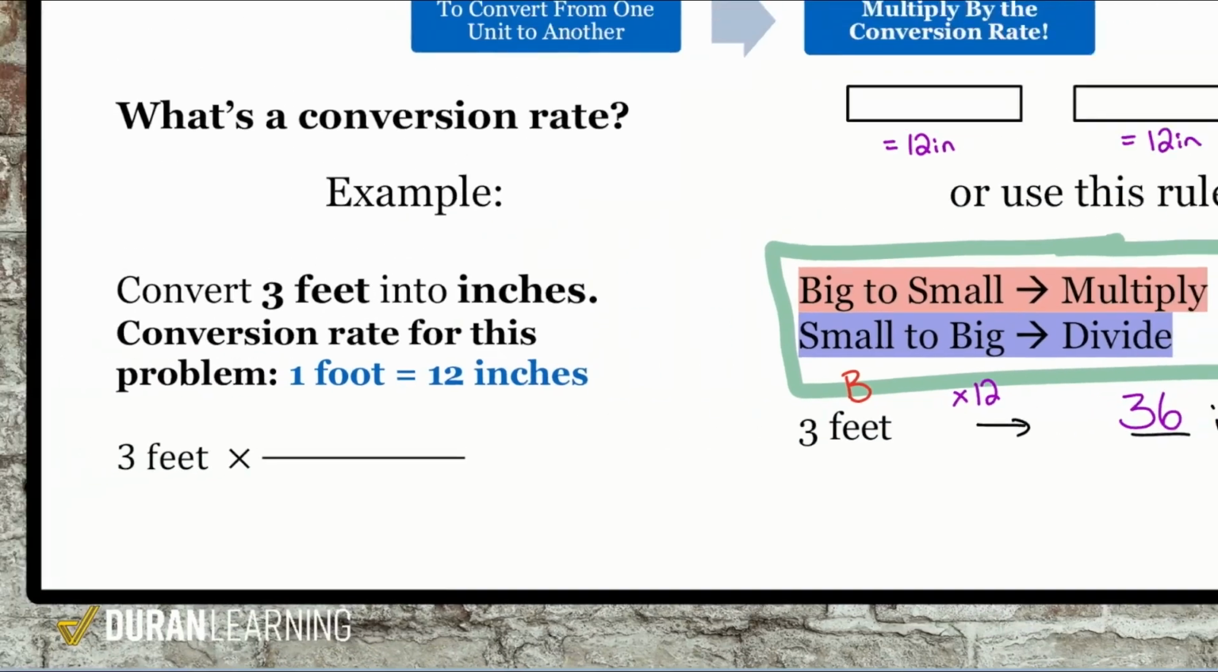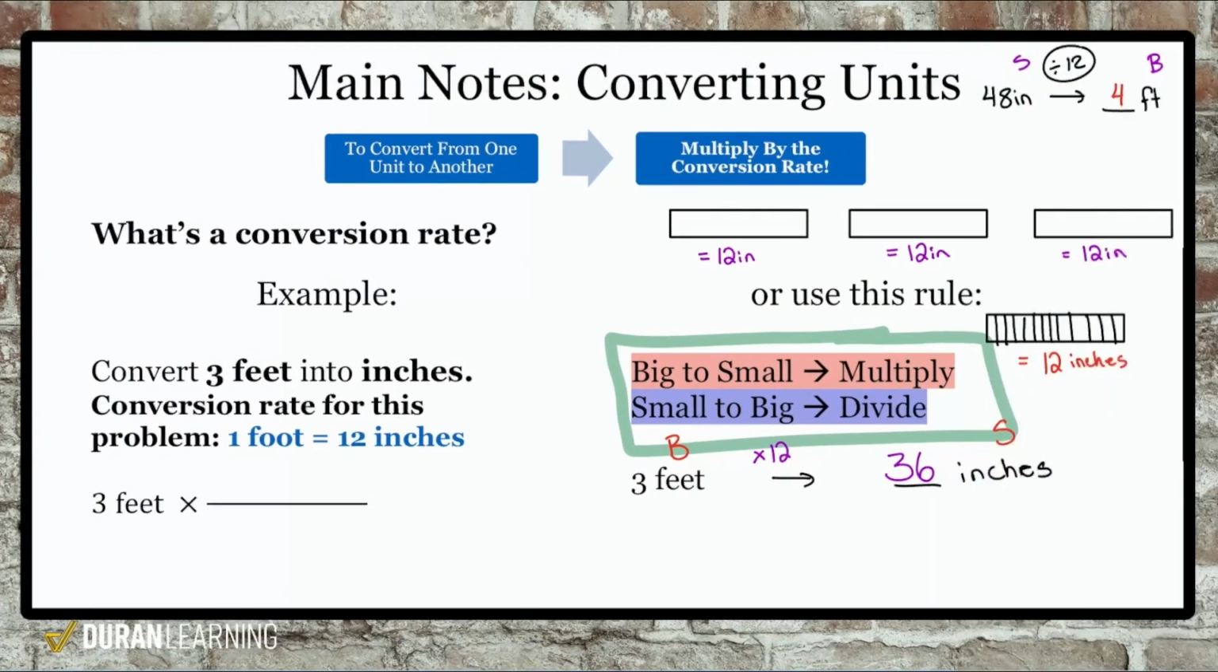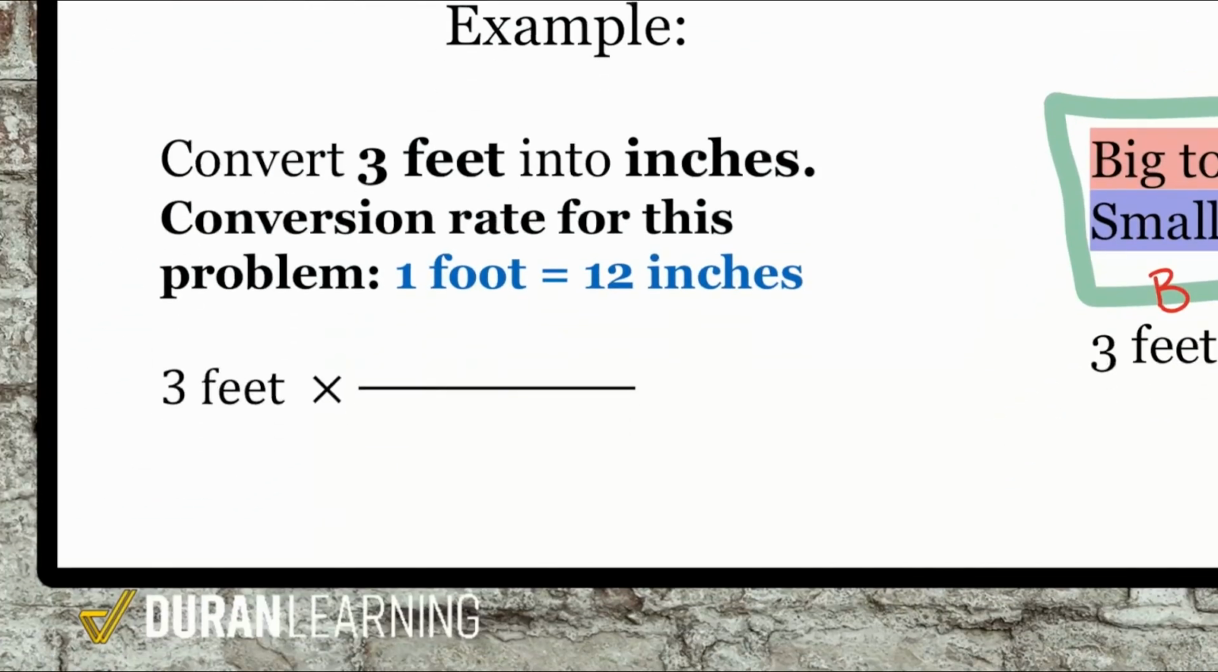So with that, let me quickly show you how we can use a conversion rate whenever you're not sure if you need to multiply or divide, because a conversion rate will honestly just reveal it on its own. So let me show you. Everybody, we know already that 1 foot is 12 inches.